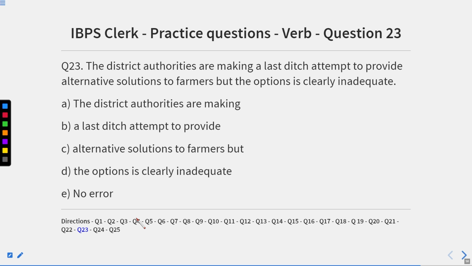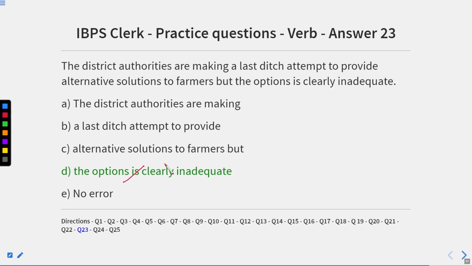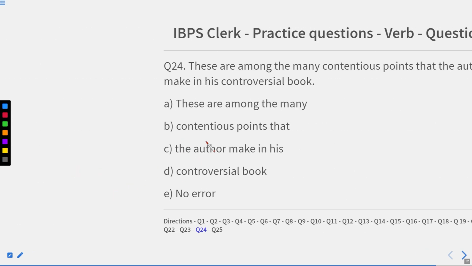Now let us move to the next one. That is question number 23. The district authorities are making a last-ditch attempt to provide alternative solutions to farmers, but the options is clearly inadequate. Now this is very simple. Here it is written "options", which is a plural subject, and it should be followed by the plural form of the verb. So this "is" should be replaced with "are".